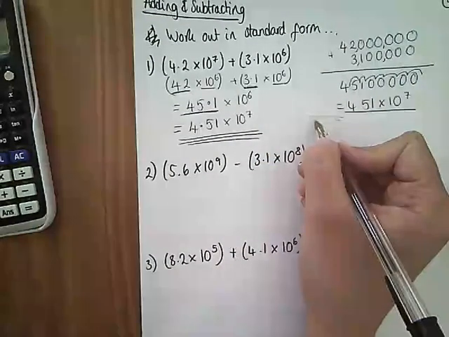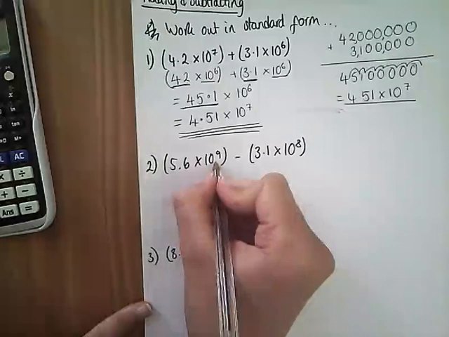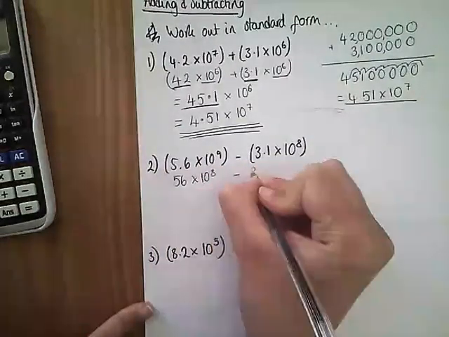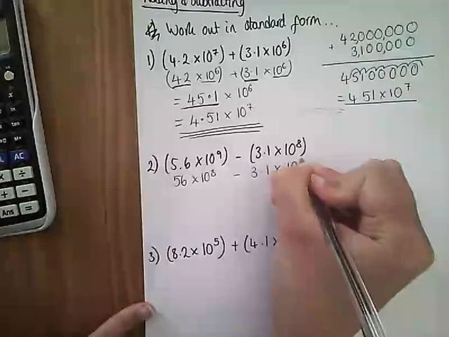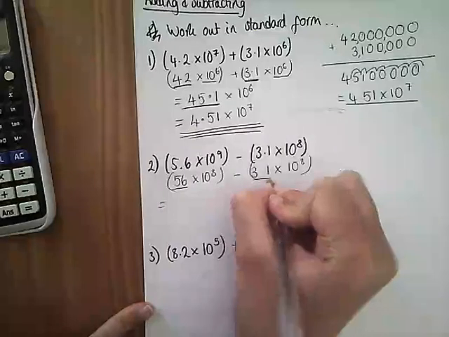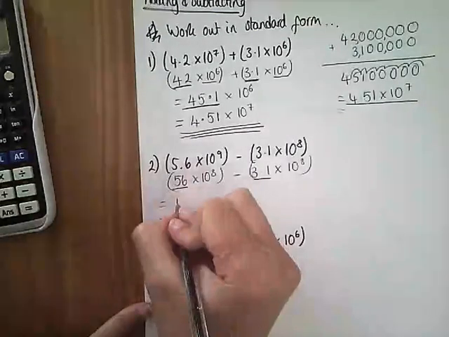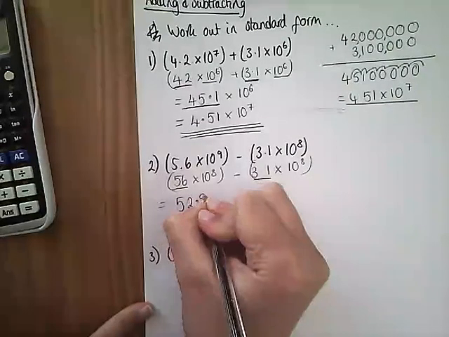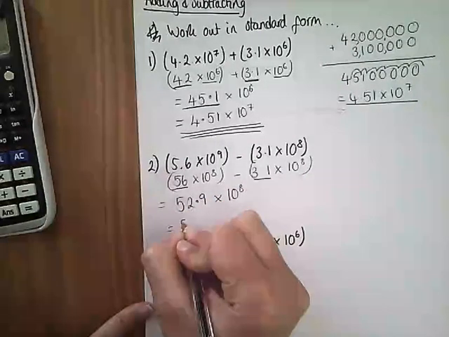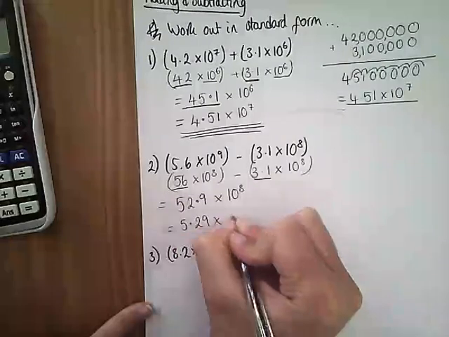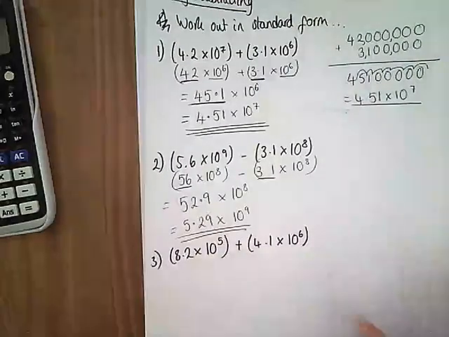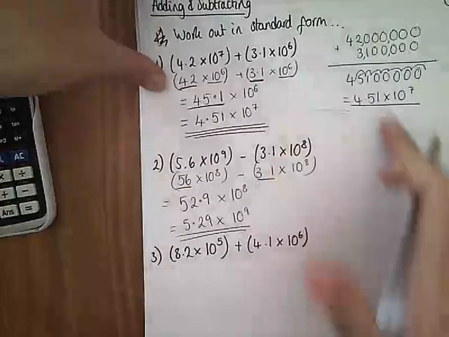Okay? Same with subtracting then. So we're going to make our big power smaller. So that's 56 times 10 to the 8, take away 3.1 times 10 to the 8. Subtract your numbers. So 56 take away 3.1 is 52.9. Your 10 to the 8 stays the same. And then make it in standard form. So it's 5.29 times 10 to the 9. Okay, it would have worked if you'd written them out as numbers and done column subtraction.